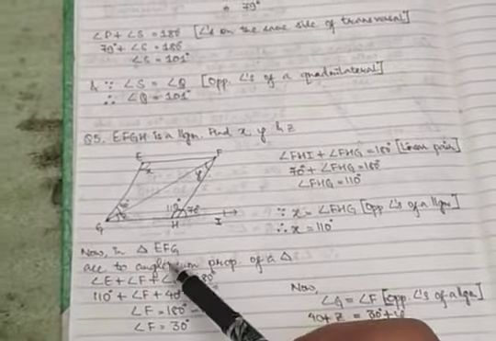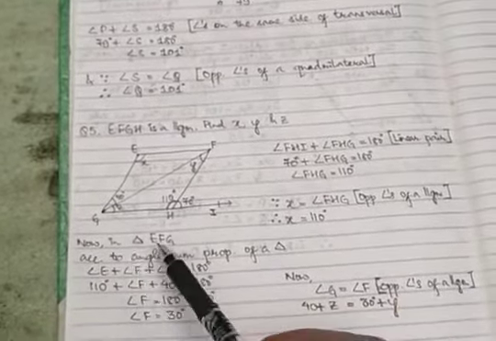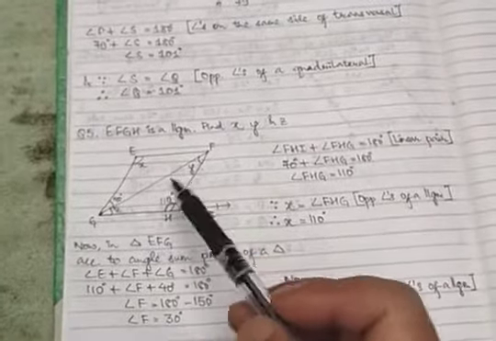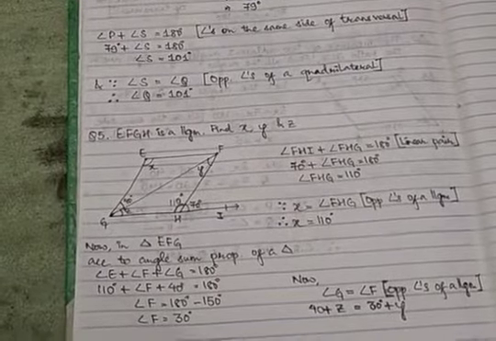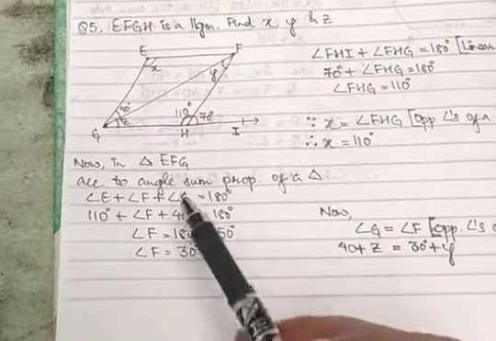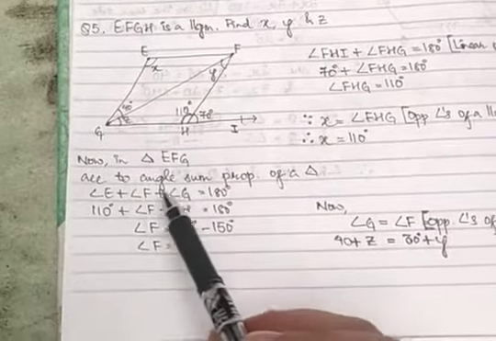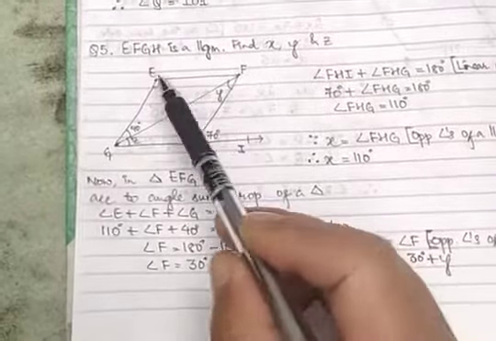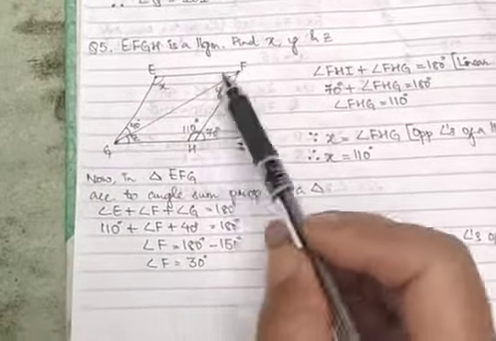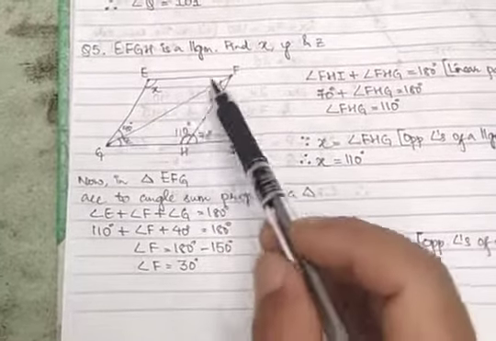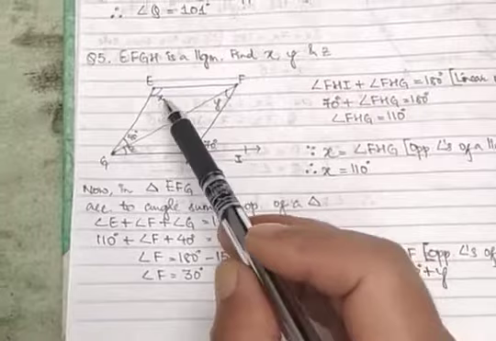Now what I have done here is, I have taken triangle EFG. What you know in a triangle EFG is that, according to the angle sum property of a triangle, when you add all the three angles of a triangle, we get 180 degrees, isn't it? So that is what I have done here.